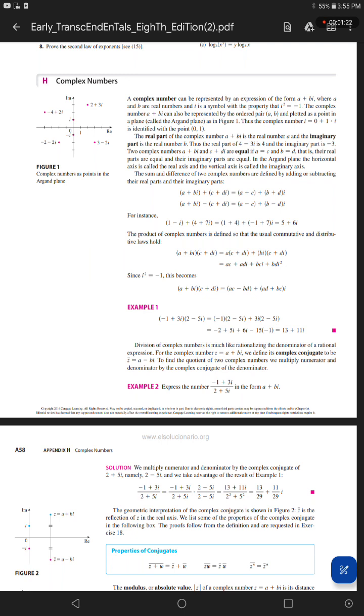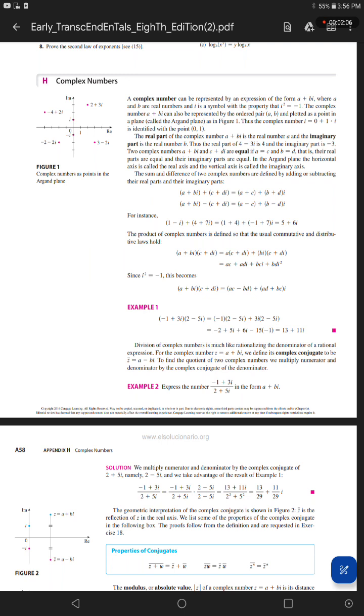The real part of the complex number a plus bi is the real number a, and the imaginary part is the real number b. Thus, the real part of 4 minus 3i is 4, and the imaginary part is -3. Two complex numbers, a plus bi and c plus di, are equal if a equals c and b equals d. That is, their real parts are equal and their imaginary parts are equal. In the Argand plane, the horizontal axis is called the real axis, and the vertical axis is called the imaginary axis.